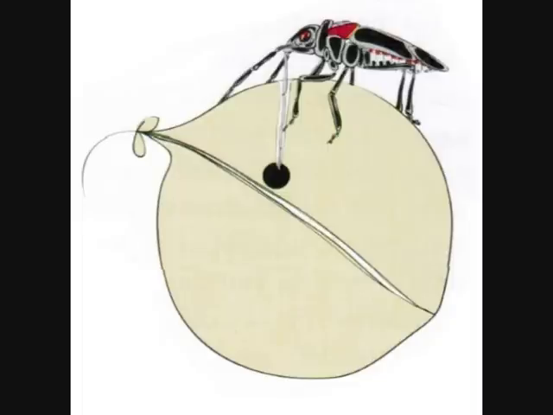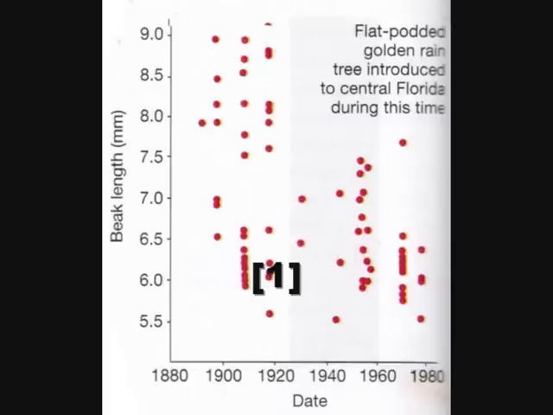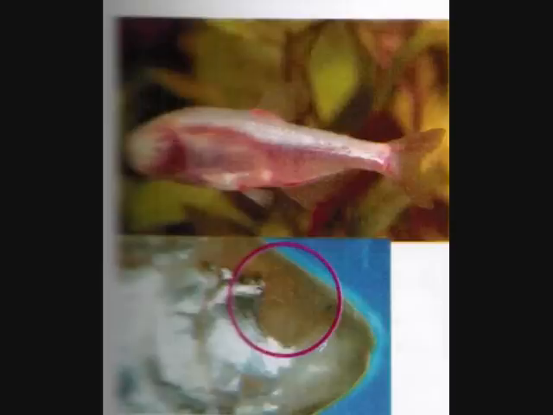In the 1920s, the flat-podded golden rain tree fruit was introduced to Florida from Asia. Less long beaks are required for a bug to feed on this fruit, and as a result, the average beak length decreased. They evolved. This is only one of many examples where evolution has been observed.